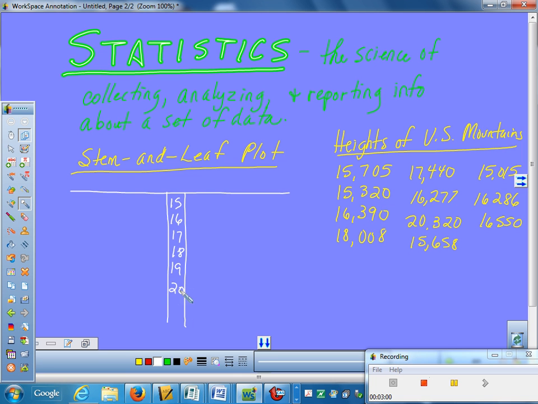So the next question becomes, when I go to this first number, 15,705, should I write a 15,7? 7 on the left, 05 on the right? Nope, you can only do one digit. So you have to drop the 05. Going downward, 15,320, I would write a 15,3. Now here's the one that brings up an issue. Do I write a 16,3? Yeah.